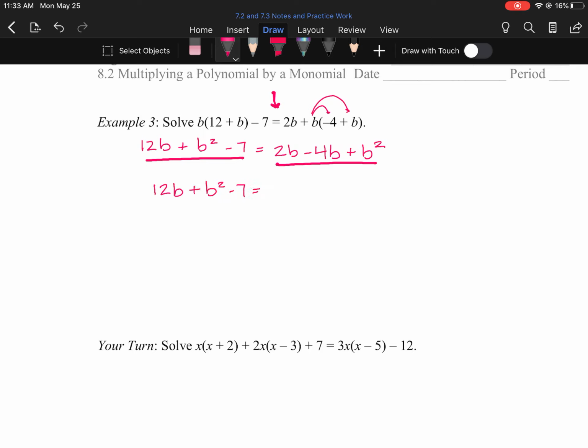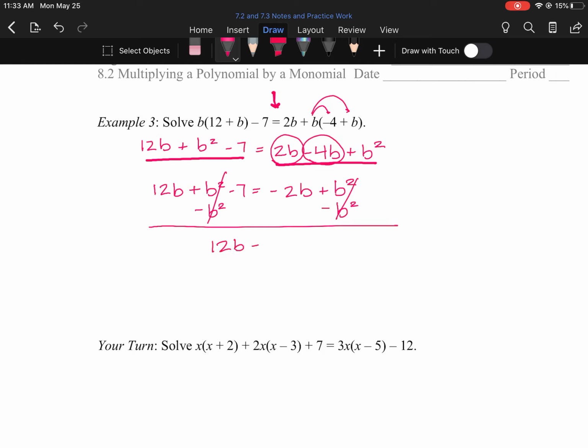Remember, when it's on the same side, we just combine like terms. Some of you are adding the opposite, but when it's on the same side, we combine like terms. So that actually gives me a negative 2b plus b squared. So I need to get all my b squareds on the same side, so I'm going to subtract this b squared. And then look, all my b squareds went away, which is great.